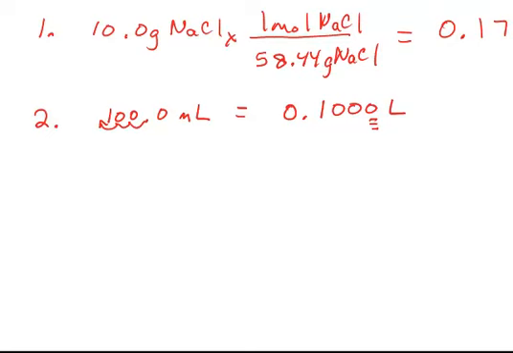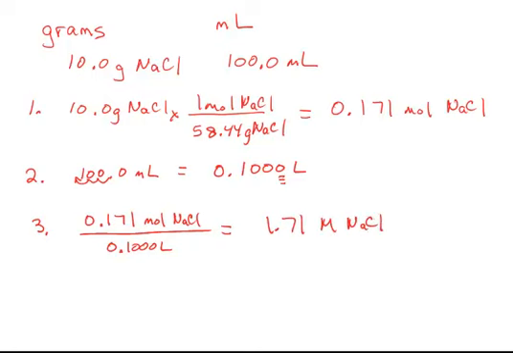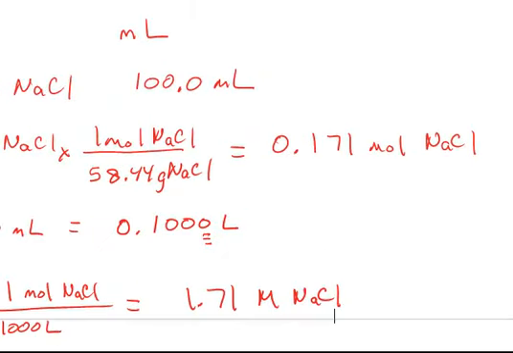Now you've got your moles, you've got your liters. Now you use your molarity equation to solve for the concentration. So you'll take your 0.171 moles of sodium chloride, divide it by the 0.1000 liters, and what you've actually made when you've dissolved 10.0 grams of sodium chloride to a total volume of 100.0 milliliters, you have made yourself a 1.71 molar sodium chloride solution.